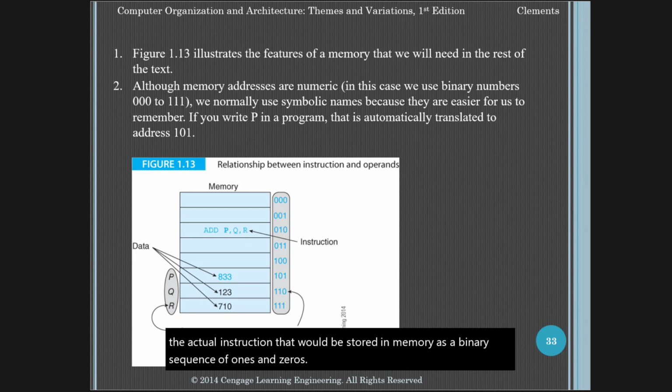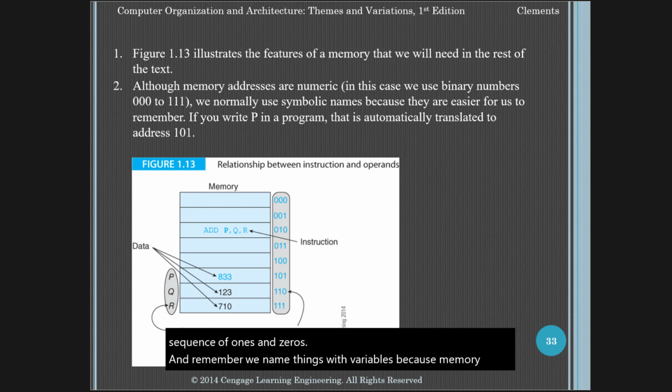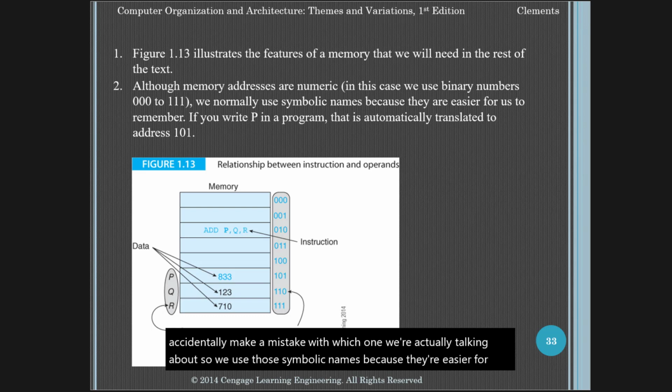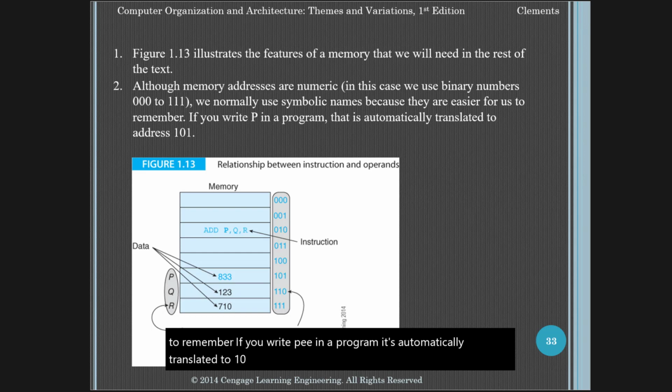And remember, we name things with variables because memory addresses, in this case we're using binary numbers, are extremely difficult for humans to remember. They're very error prone. We could accidentally make a mistake with which one we're actually talking about. So we use those symbolic names because they're easier for us to remember. If you write P in a program, it's automatically translated to 101. The computer knows what you're talking about. It's easier for us to remember.